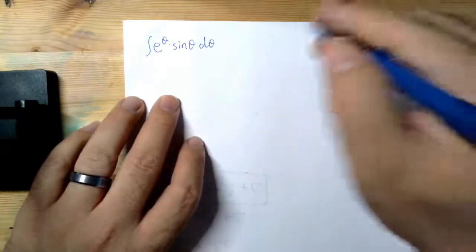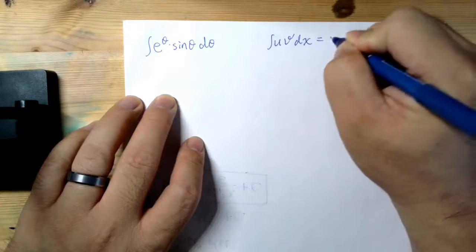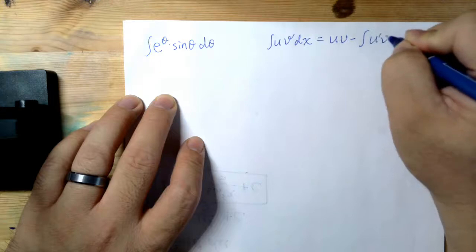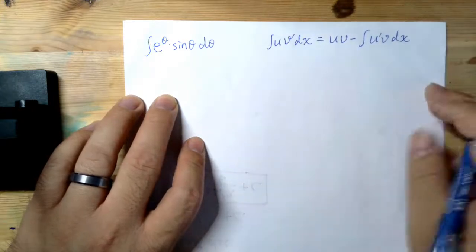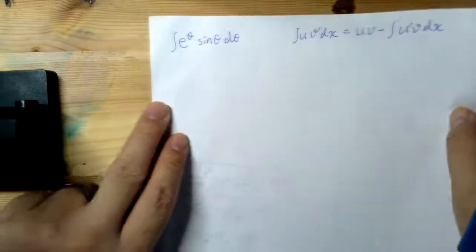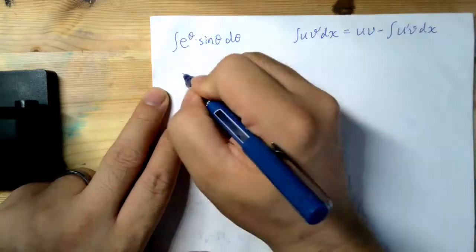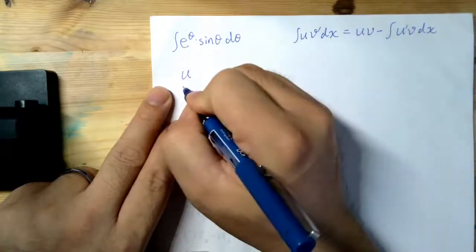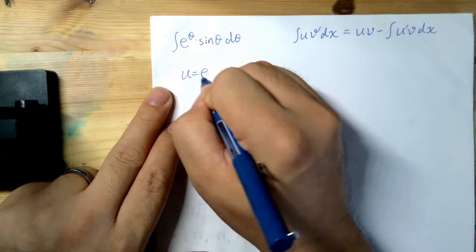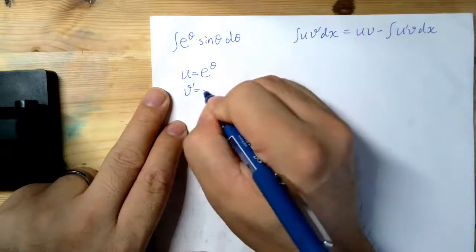That is, the integral of u v' dx equals uv minus the integral of u'v dx. So that's the integration by parts. What we need to figure out is what is u and what is v. In this problem, we're going to select u equals e to the power of θ, and v' as sine of θ.